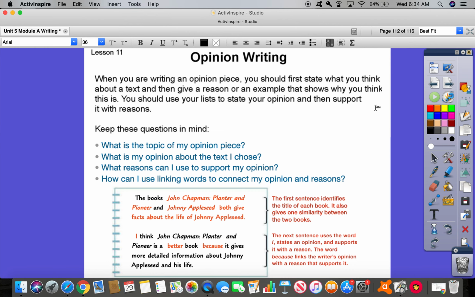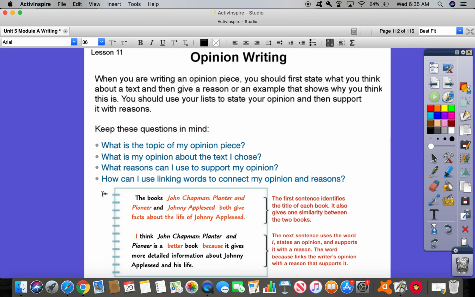When you are writing an opinion piece, you should first state what you think about a text and then give a reason or an example that shows why you think this. You should use your list to state your opinion and then support it with reasons. So keep these questions in mind. What is the topic of my opinion piece? What is my opinion about the text I chose? What reasons can I use to support my opinion? And how can I use linking words to connect my opinion and reasons?